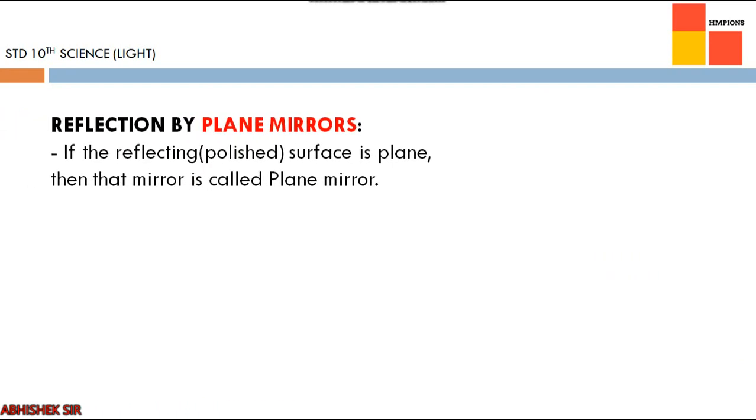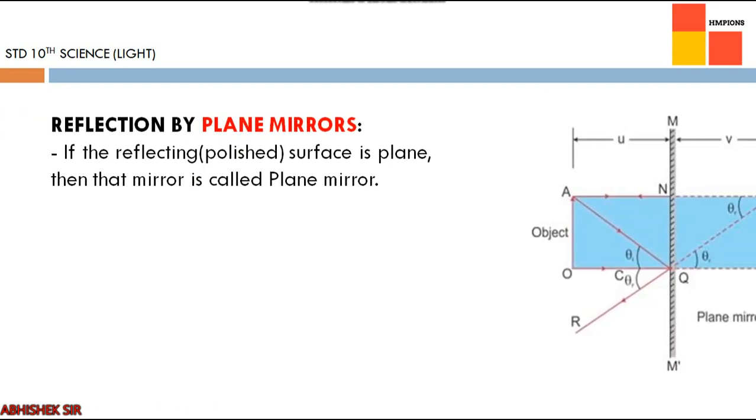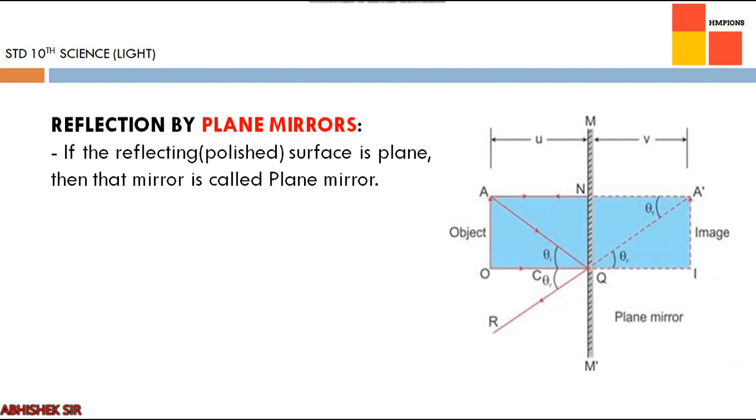Now, moving on to the reflection by a plane mirror. Plane mirror is the simplest type of mirror that we are using. If the reflecting or the polished surface is plane, then that mirror formed is called a plane mirror. So in this diagram, we are seeing how the image is formed in the plane mirror.